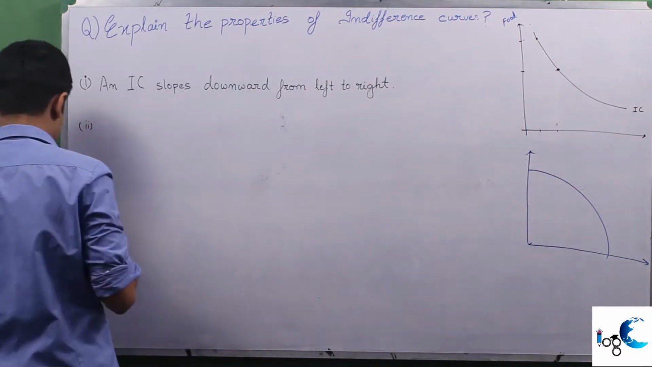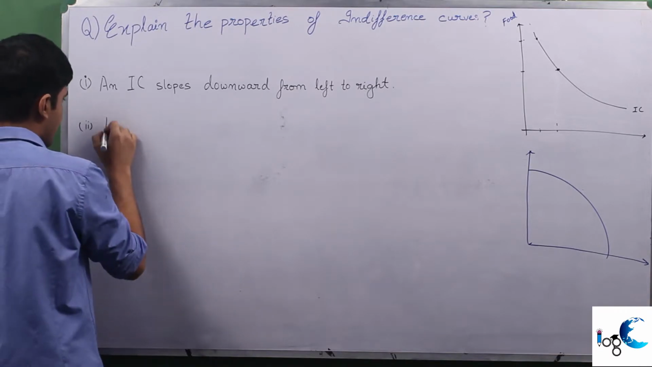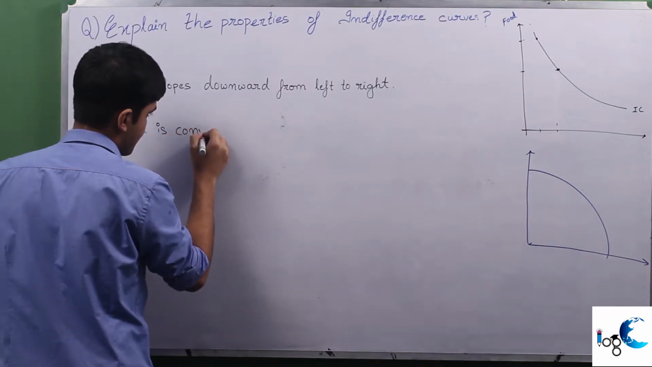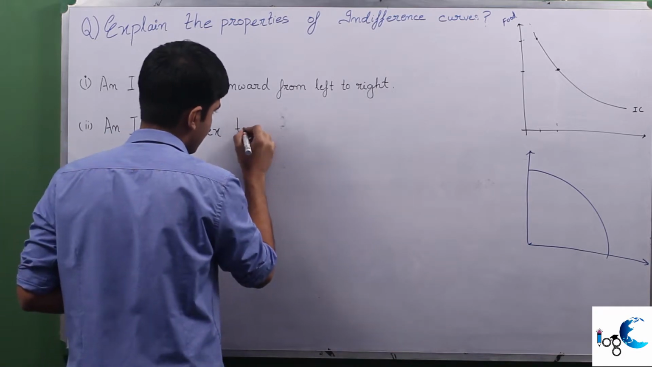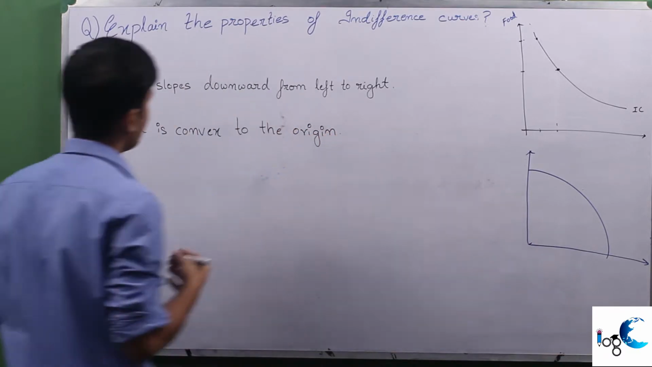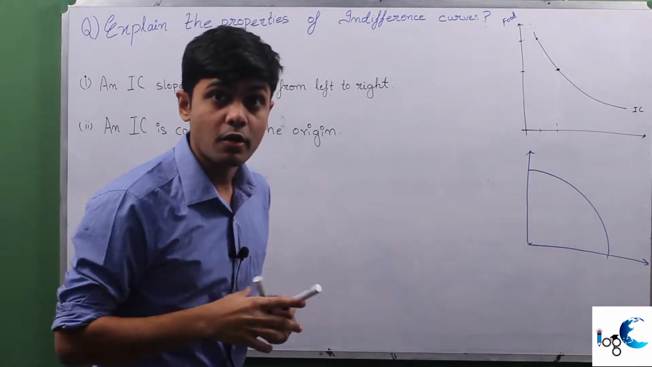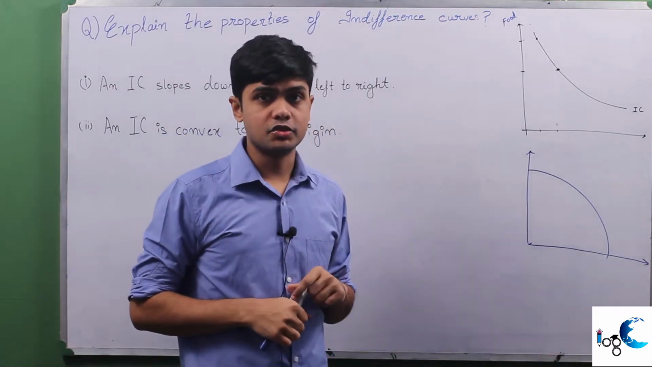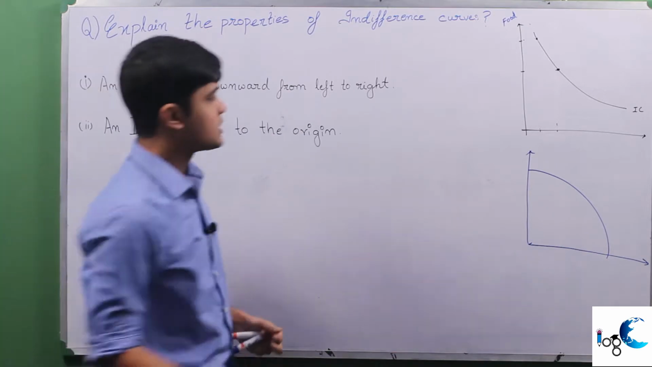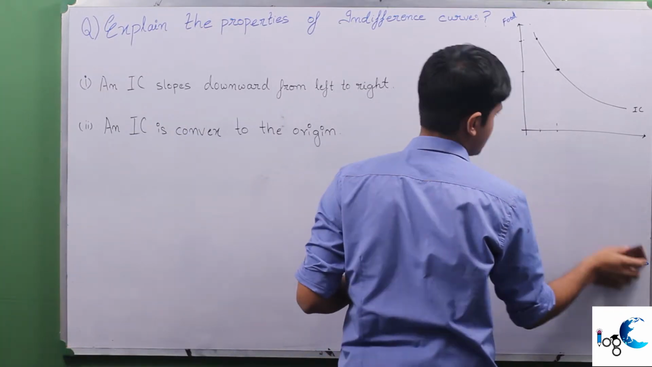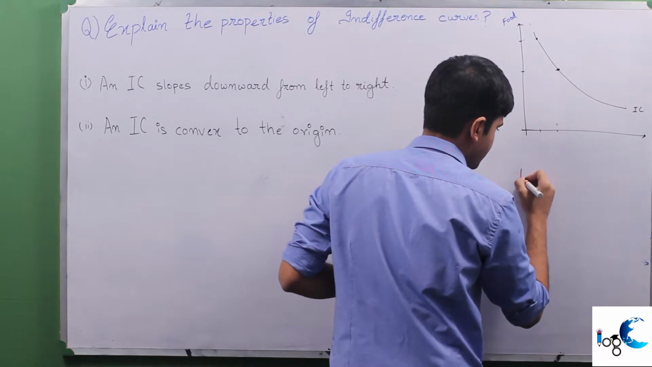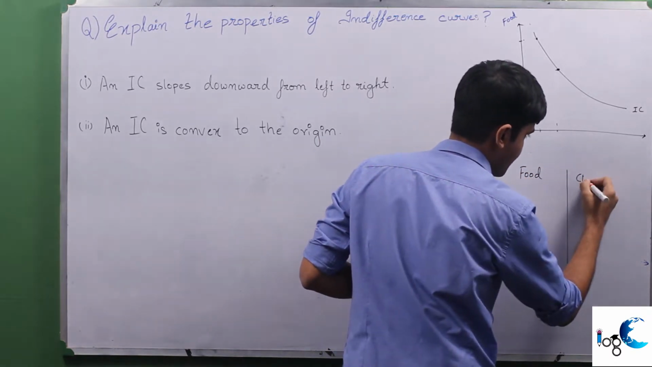So the second property: an indifference curve is convex to the origin. Now this property, as I told you, is based on the assumption of diminishing marginal rate of substitution. Now what was diminishing marginal rate of substitution? Let me remind you. Let me rub this, this is concave, so this is no longer needed. Now, diminishing marginal rate of substitution means, suppose this was food and this was clothing.